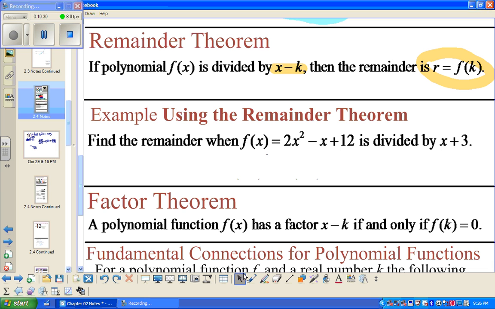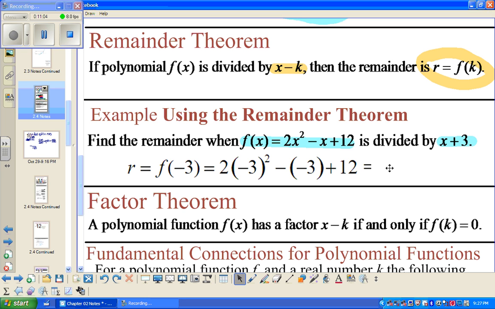So an example of that is right here. Find the remainder when f of x equals 2x squared minus x plus 12 is divided by x plus 3. So basically, all that's saying is to find the remainder. Well, if you're dividing by x plus 3, your remainder is going to be what you get when you plug in a negative 3 in for the x here and the x here. It's as easy as that. 33 would be your remainder.